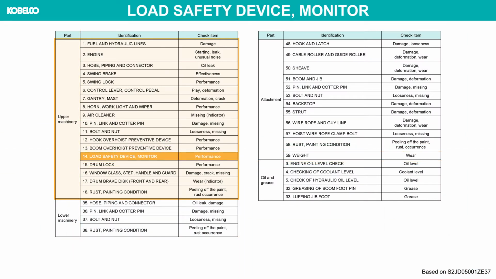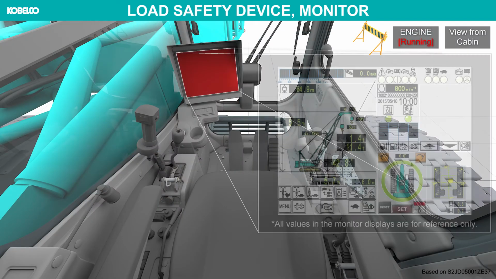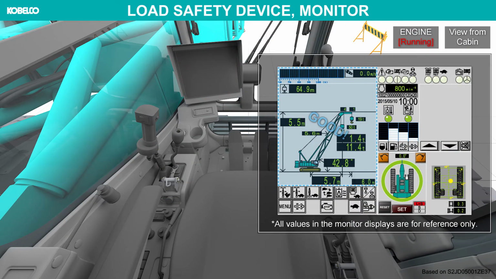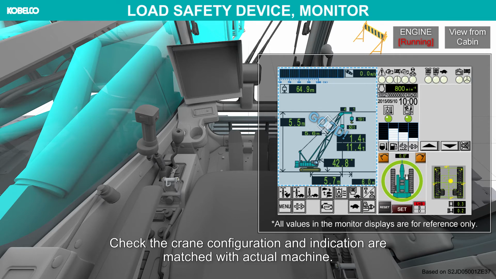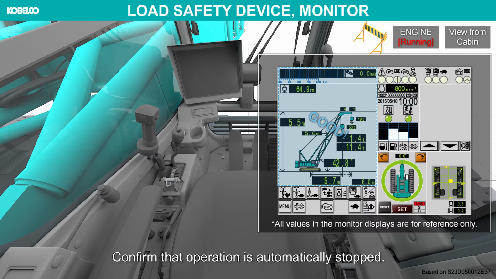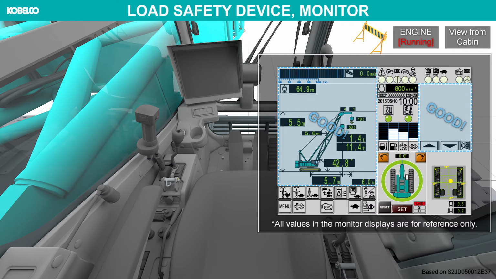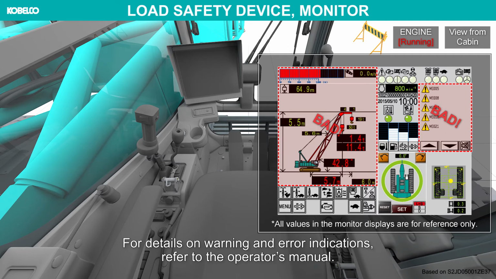Load safety device, monitor. Check the crane configuration and indication are matched with actual machine. Confirm that operation is automatically stopped. Verify that no errors are displayed on the monitor. For details on warning and error indications, refer to the operator's manual.